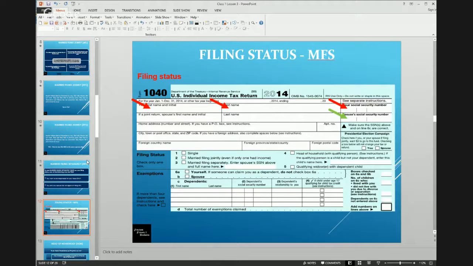information, first name, last name of the filing taxpayer are put on the first line. So the primary taxpayer will be the one who's filing this particular married filing separate return.